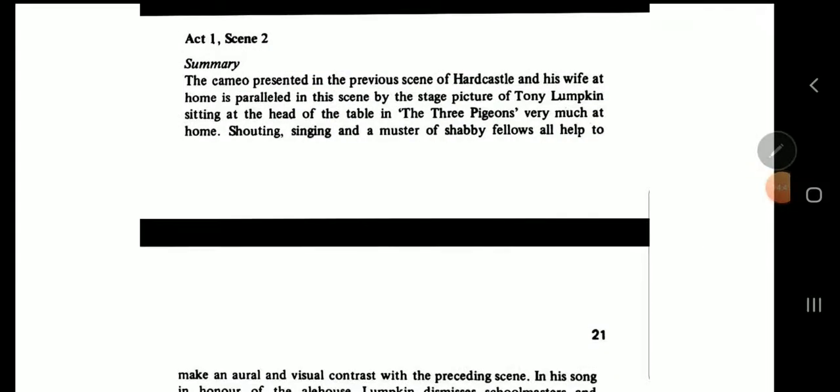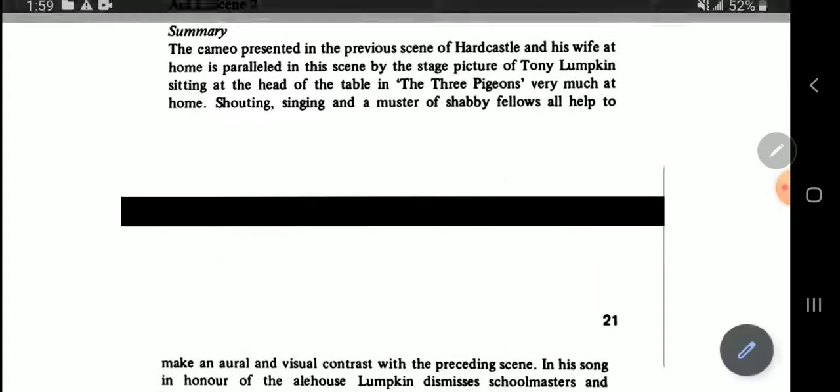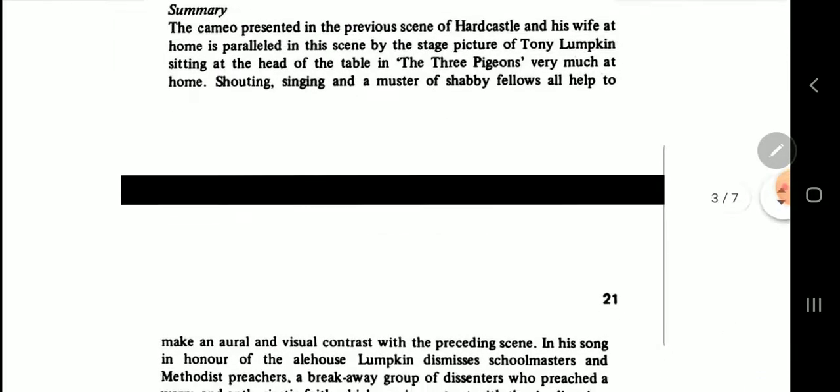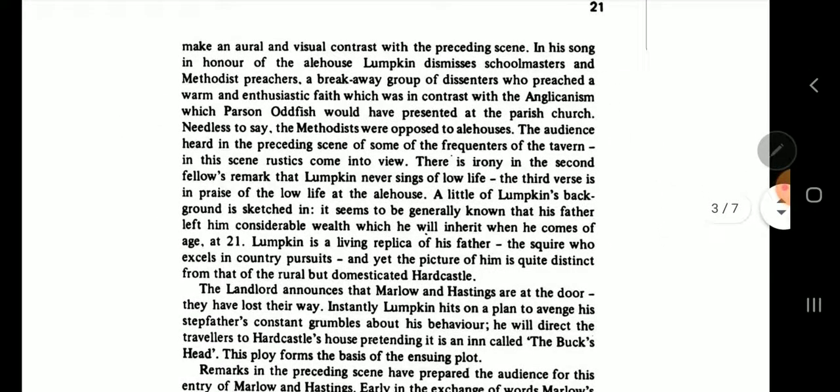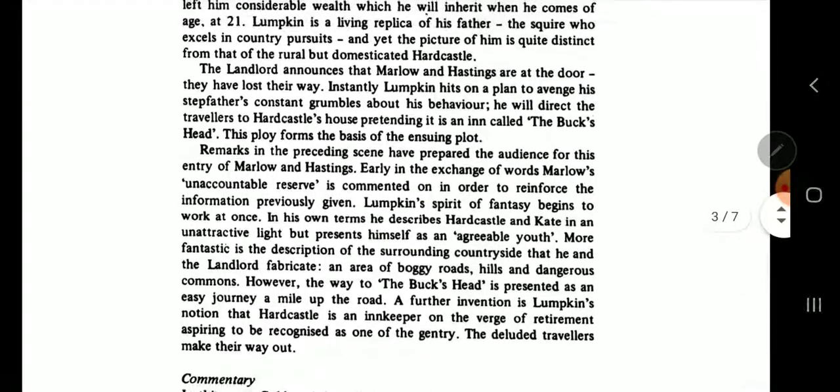So students, right now we move to Act 1, Scene 2, and we see in this act Tony Lumpkin is sitting in the Three Pigeons, the inn that I already explained to you in the synopsis. And now he's sitting with his fellow people from the low class, and he is shouting, singing, and doing a couple of things. There is no need to read these things, okay? Leave it so far. And then let's just start from the later information.